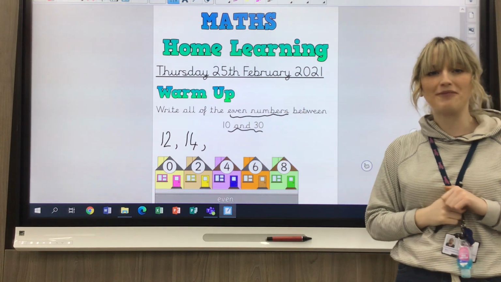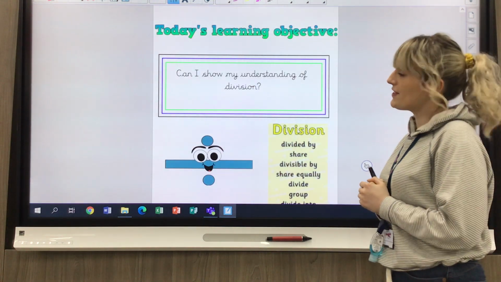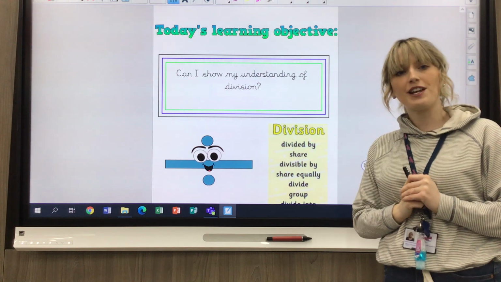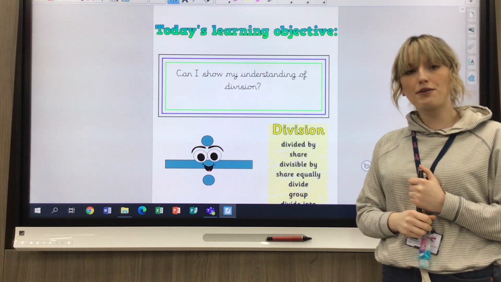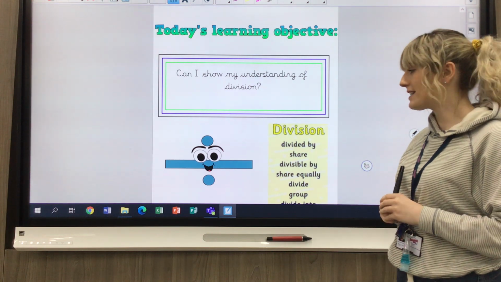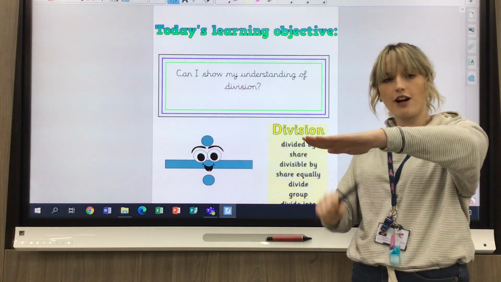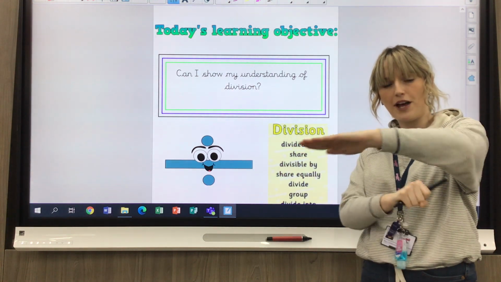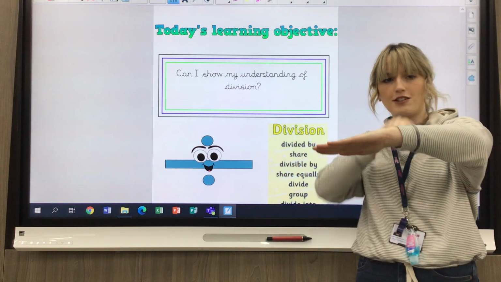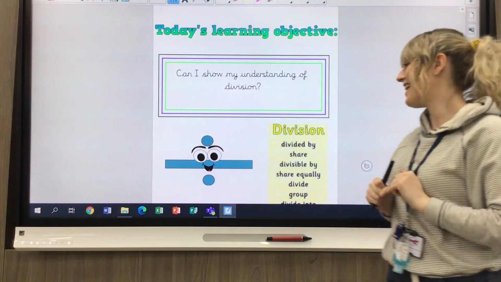Pause the video now. Today's learning objective then, it says, can I show my understanding of division? Now we looked at division a bit more closely before half term, so we're just going to recap again today just to remind ourselves. So there's a division symbol, it's a straight line across, a dot above, a dot below. Do it with me. Show me the sign. Straight line, dot, dot. I'm sure you're great at that.